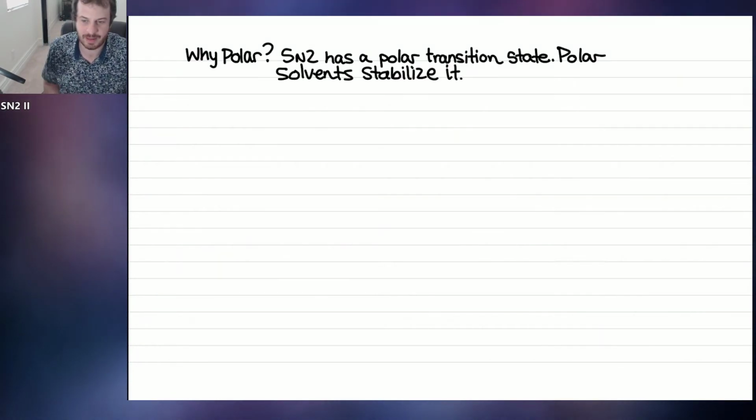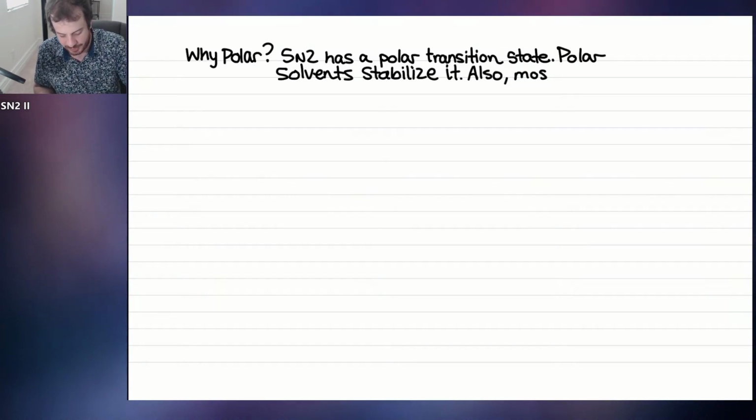So if you can stabilize the transition state, you lower the overall activation energy of a reaction. And if you remember back from Chem 2, was it 102? If you lower the activation energy of a reaction, that is going to increase the rate of the reaction. That's typically how catalysts work. So in this sense, the solvent is in a way acting like a catalyst by lowering that activation energy by stabilizing the transition state.